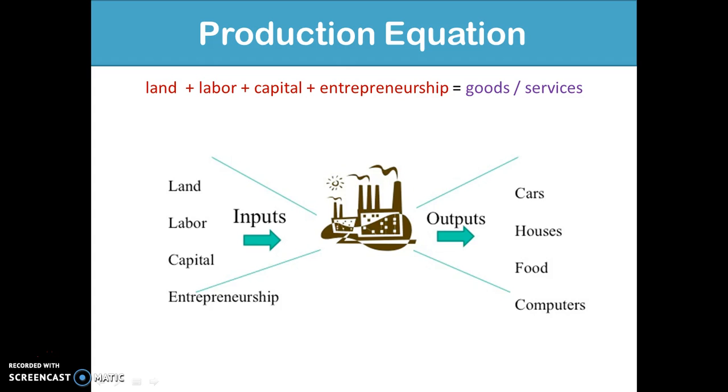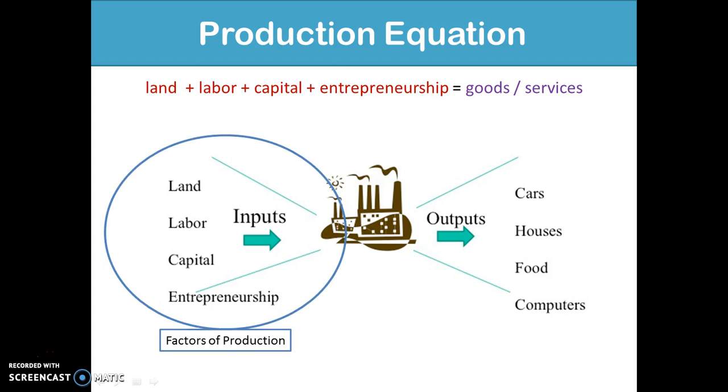Another way to look at this would be to call our factors of production inputs. Land, labor, capital, and entrepreneurship, they go into a factory, and the result, what comes out, are the things, the goods and services that we desire, that we want to buy.